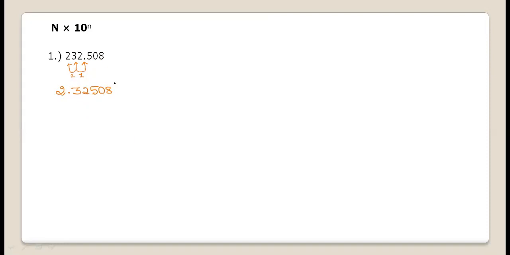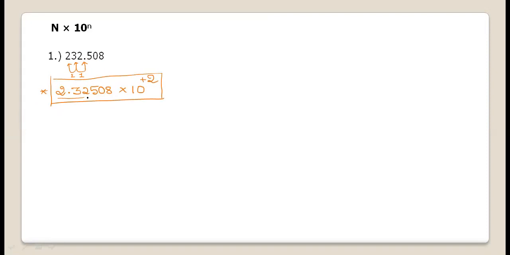Now how many places have you moved? Two places you have moved the decimal point to get the digit term in the range of 1 to 9.99, times 10 to the power of that respective movement. Since it is moved towards the left hand side, it is plus, and the movement is 2. Hence 232.508 in the scientific notation form is given as 2.32508 into 10 to the power of plus 2. This is called the scientific notation form for this given number.